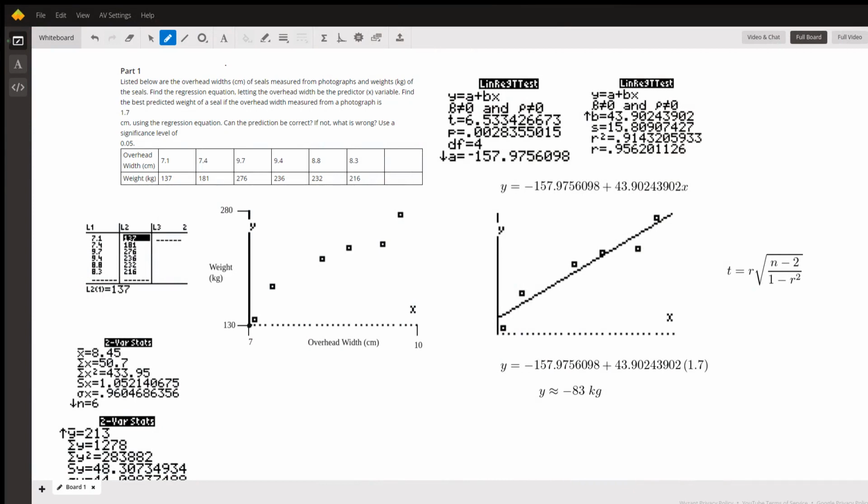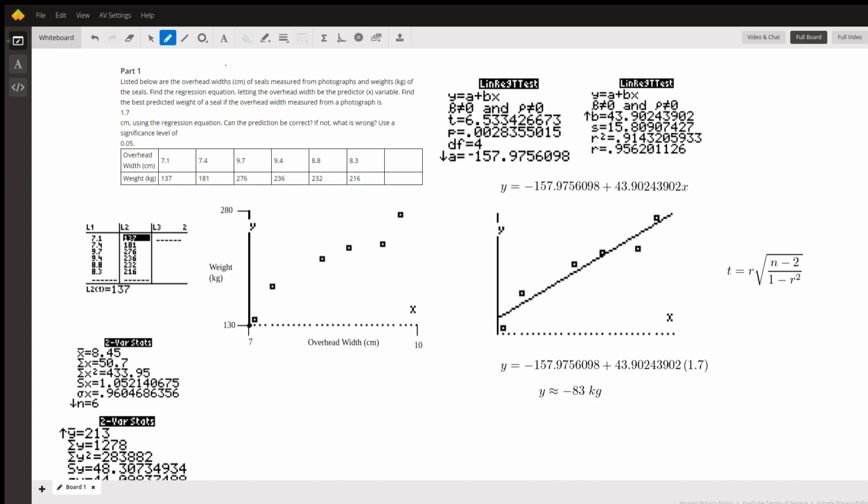Listed below are the overhead widths in centimeters of seals measured from photographs and weights in kilograms of the seals. Find the regression equation, letting the overhead width be the predictor or x variable. Find the best predicted weight of a seal if the overhead width measured from a photograph is 1.7 centimeters using the regression equation. Can the prediction be correct? If not, what is wrong? Use a significance level of 0.05.